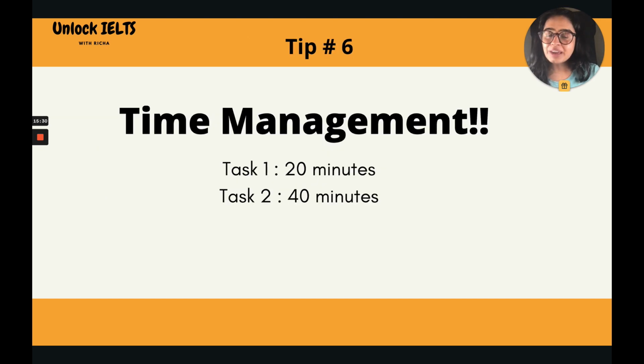Lastly, you need to manage your time both smartly as well as efficiently in your IELTS writing section. The recommended time spent for Task 1 is 20 minutes and for Task 2 is 40 minutes. Stick to this time period and you'll end up getting your desired band.